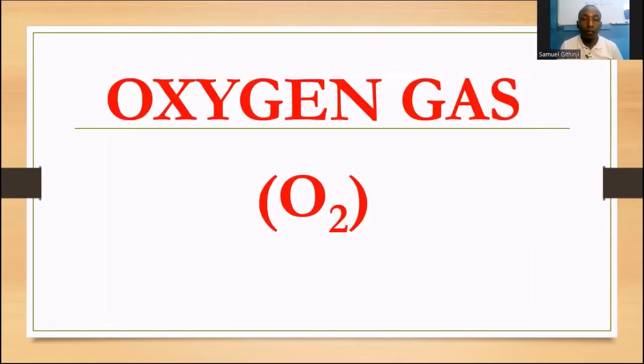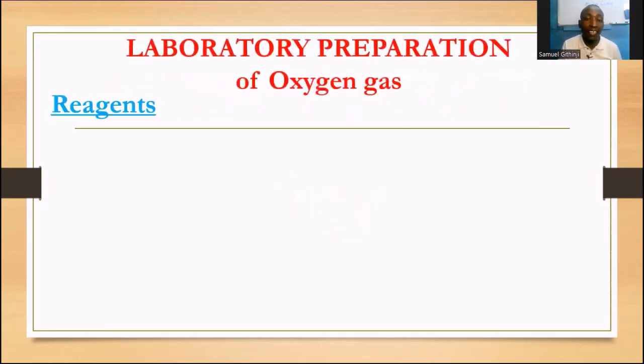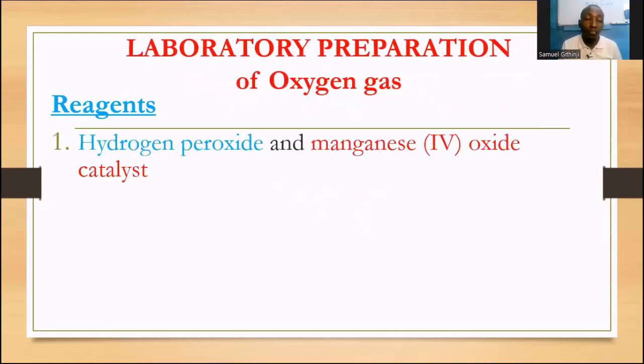Okay, moving on. Now we can start with the first gas, oxygen gas. Laboratory preparation. What reagents do we need to prepare oxygen? That is the first set of reagents. I can use hydrogen peroxide and a catalyst, manganese 4 oxide. So my student, get that. Hydrogen peroxide, manganese 4 oxide.